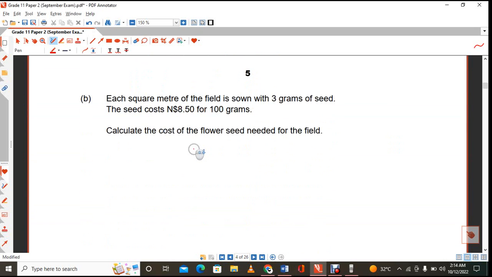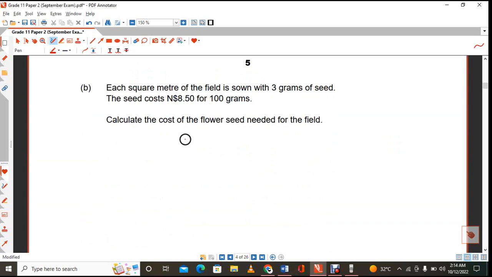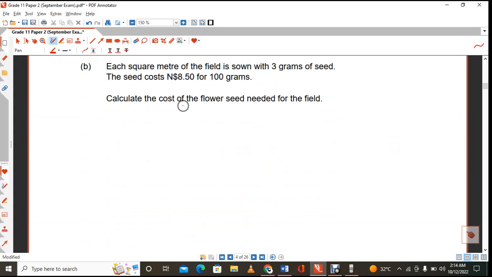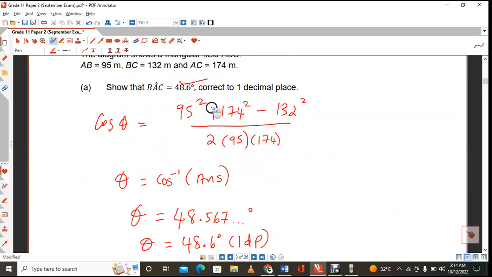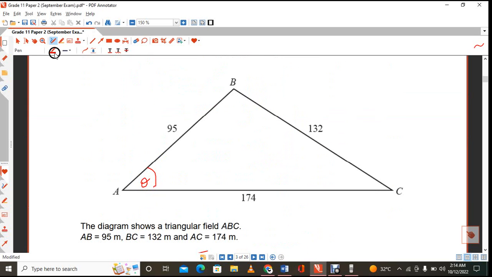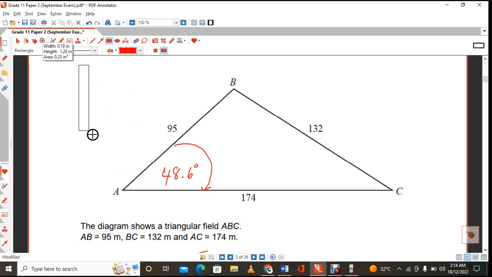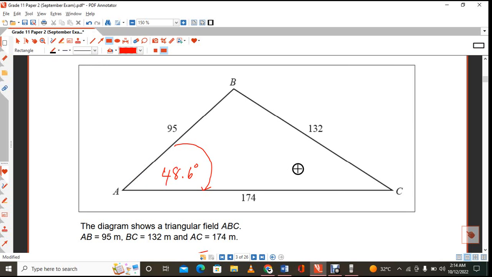Then part B says each square meter of the field is sown with 3 grams of seed. The seed costs $8.50 for 100 grams. First things first, you need to calculate the area. Hence you were finding that particular angle, which we now know is 48.6 degrees. That's what this angle is essentially, and the reason we want that is because we need to calculate the area of this triangle.